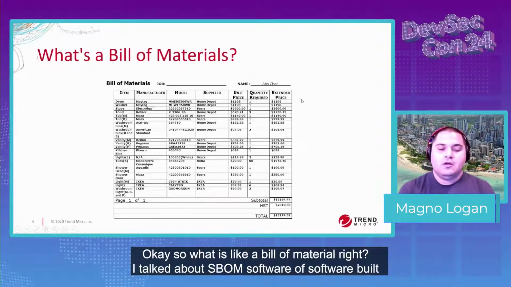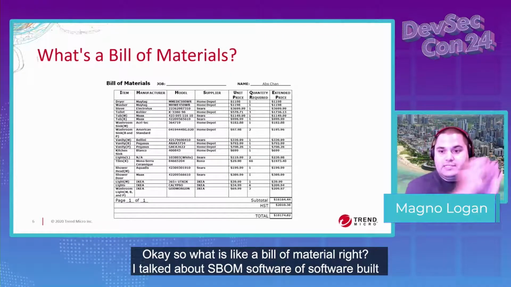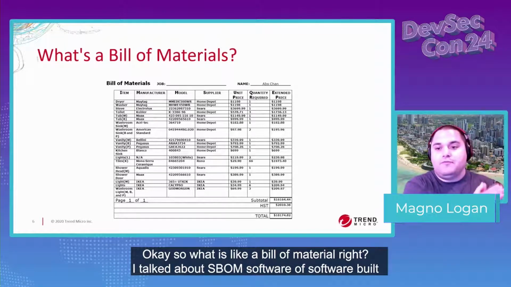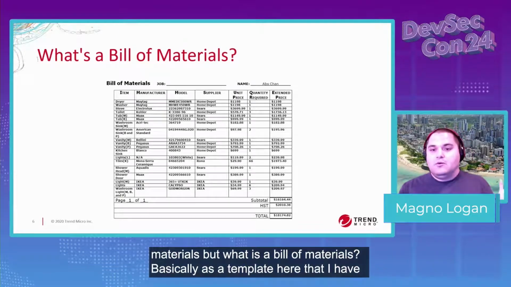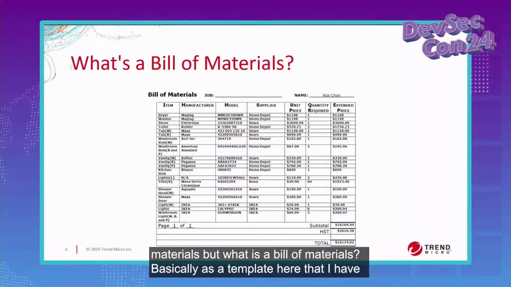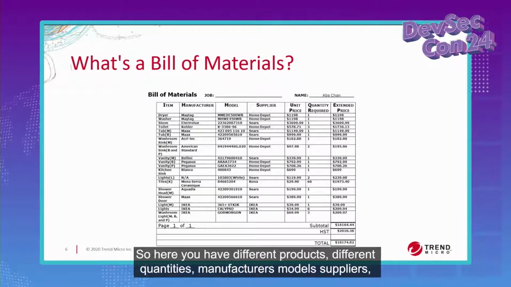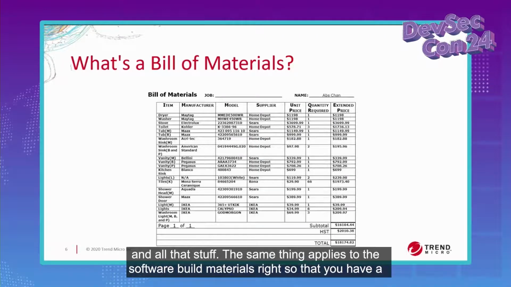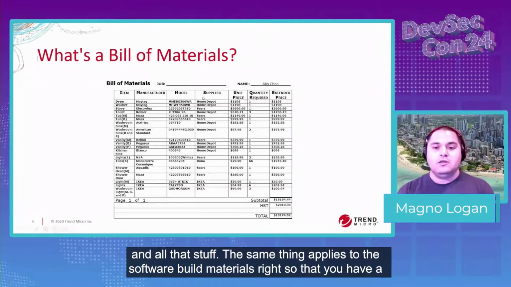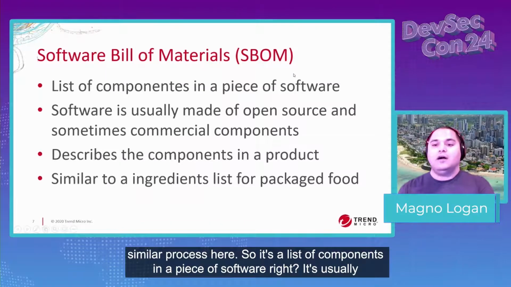Okay, so what is a bill of materials? I talked about SBOM, software bill of materials, but what is a bill of materials? Basically, as in the template on this slide, it's a list of materials that make up a product, make up an order. So here you have different products, different quantities, manufacturers, models, suppliers, and all that stuff. The same thing applies to the software bill of materials, so you have a similar process here.